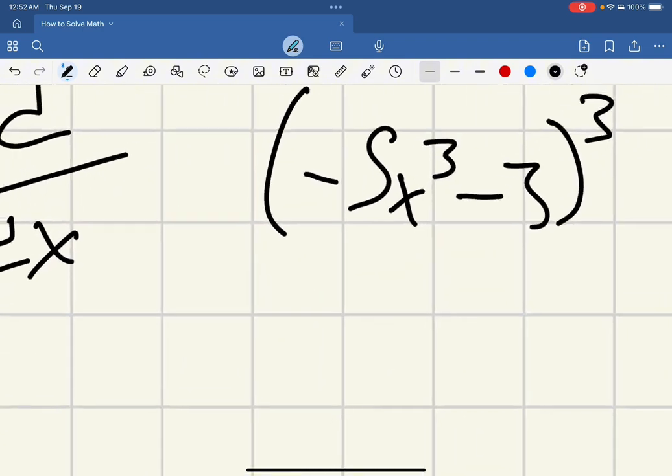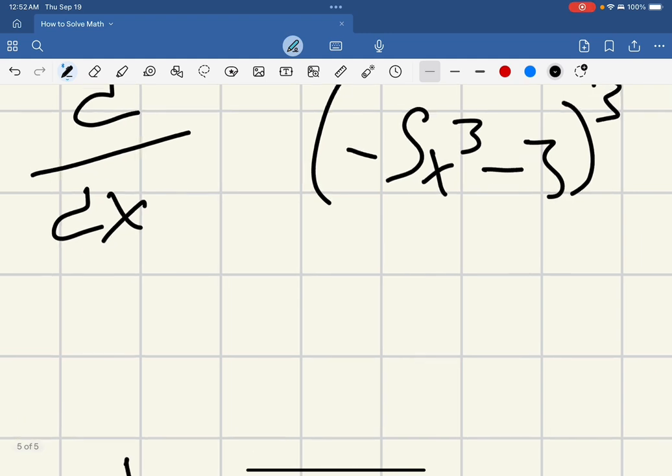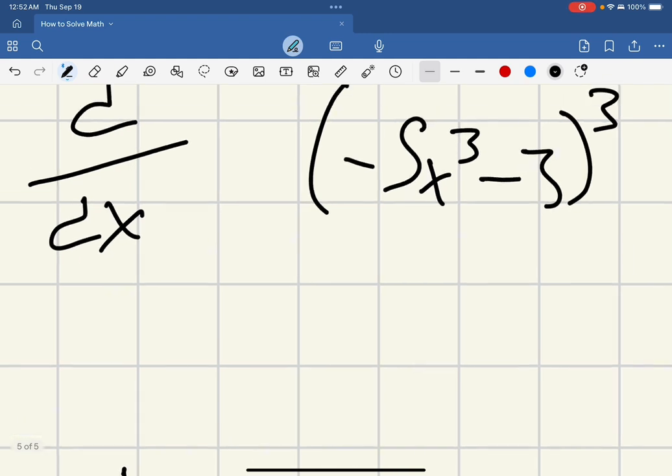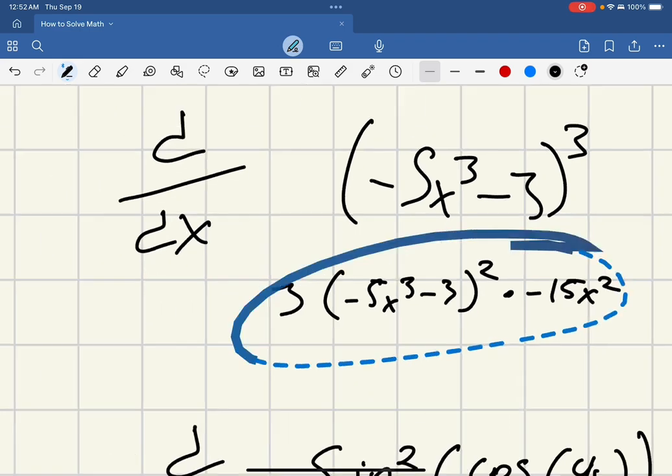Moving on. You have this equation right here. This one's a bit longer. It might scare some people, but give you some time to do it by yourself. Anyways, all you have to do now is keep the inside the same, and then squared right there because that 3 goes down. Remember, the power rule still applies here. It's just that now we're also going to multiply by the derivative of the inside, so times negative 15x squared. That's your answer. You don't have to simplify.